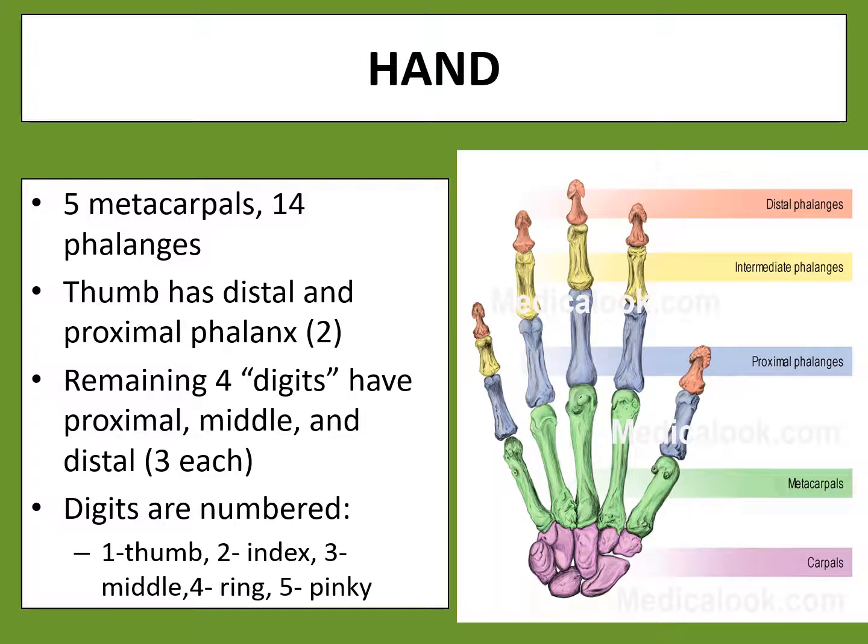Here we have the carpal bones displayed along with the bones of the hand, the 5 metacarpals and 14 phalanges. As a reminder, the thumb or the first digit only has a proximal and distal phalange and does not have the intermediate phalange.